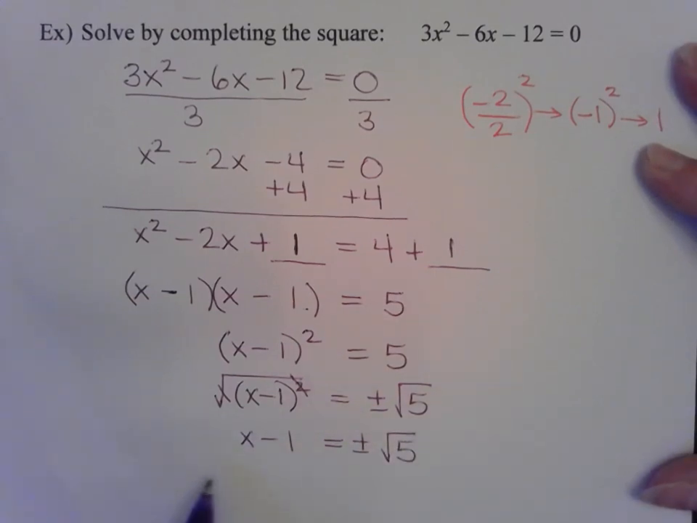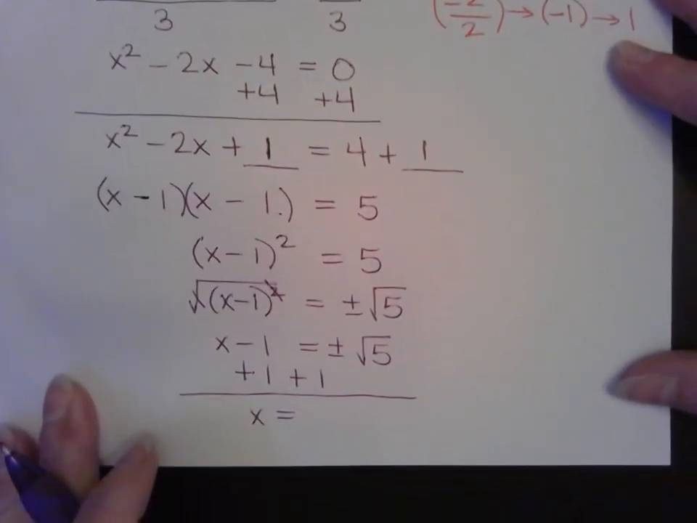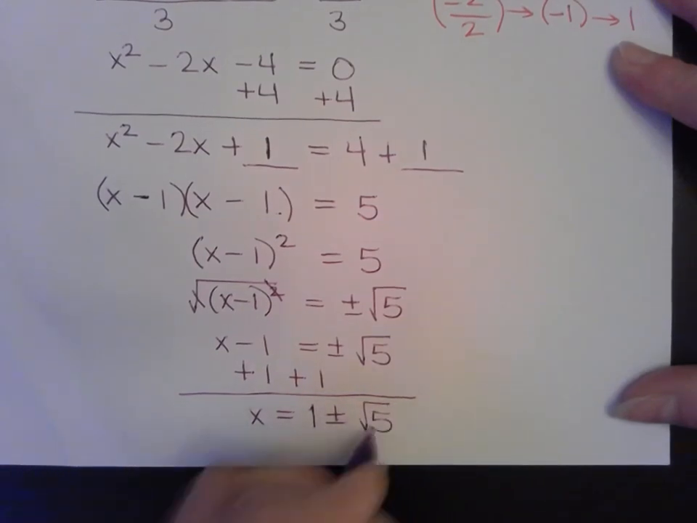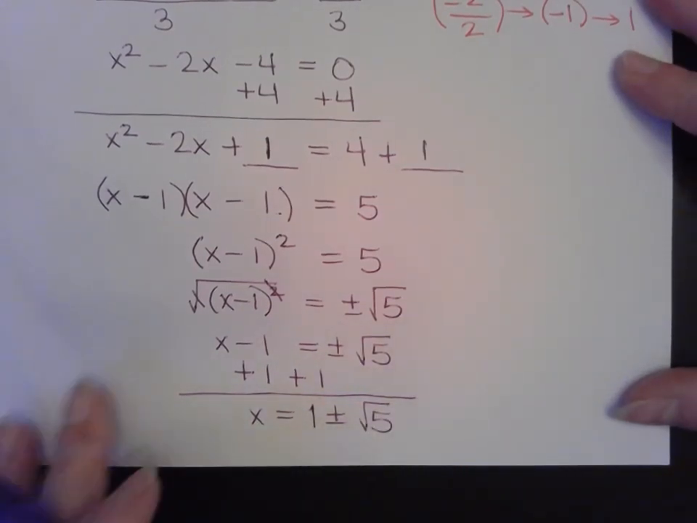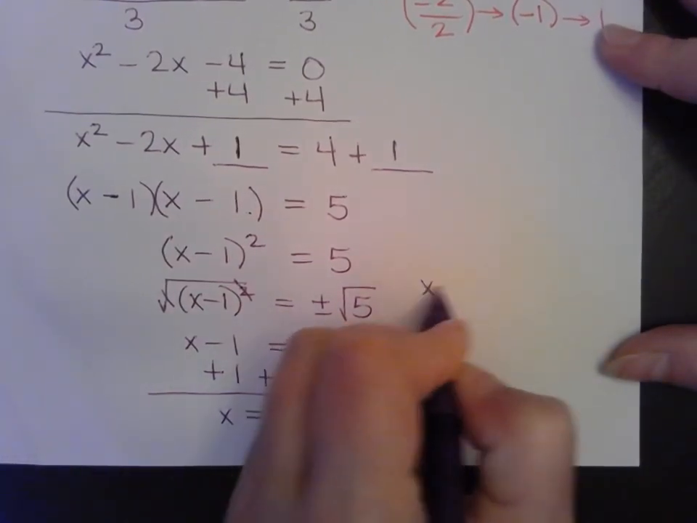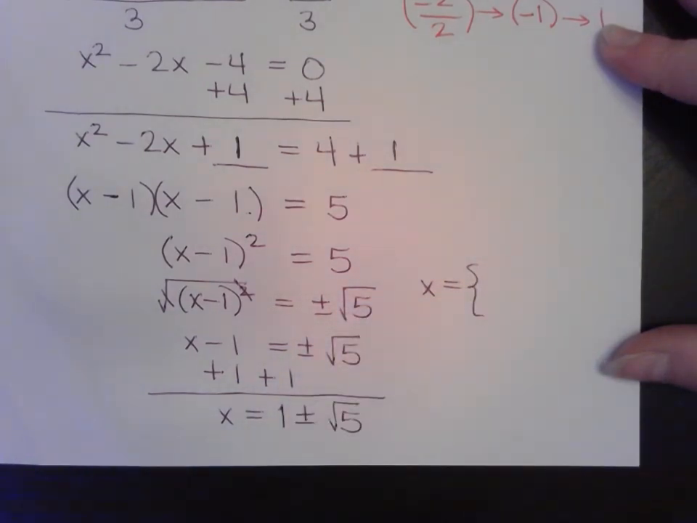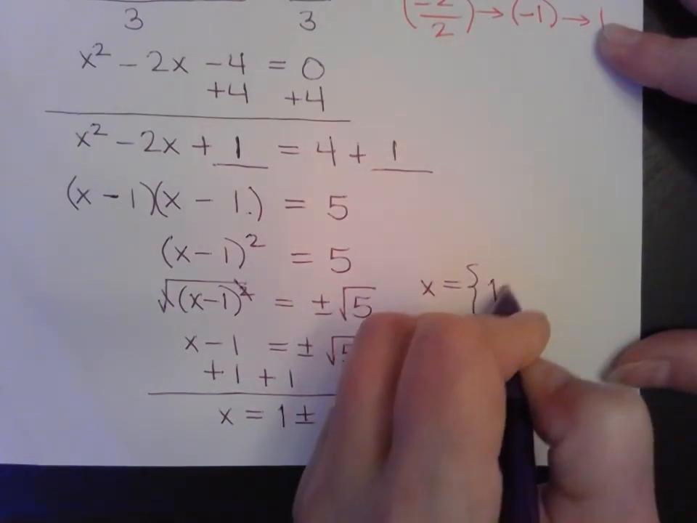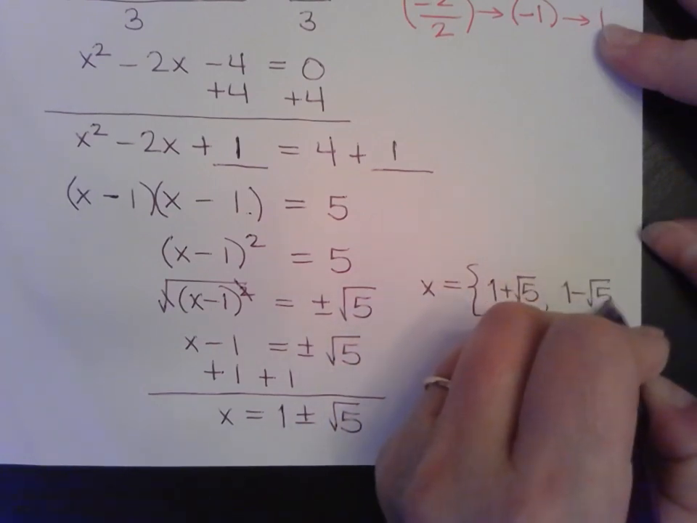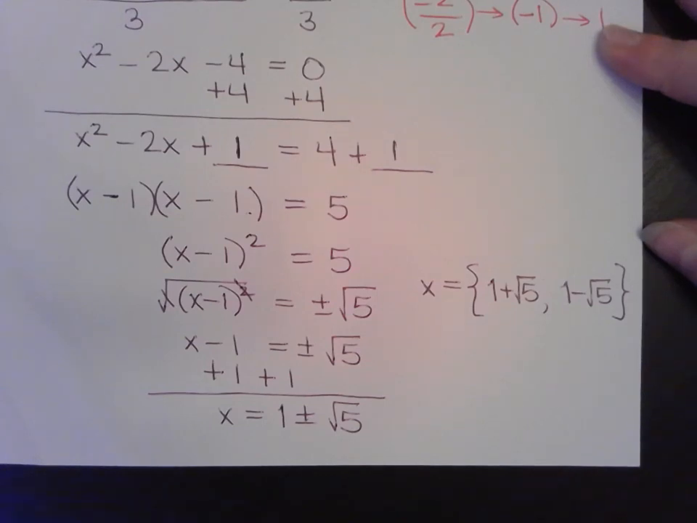And our goal here is to solve for x. So we're going to add this 1 over to the right-hand side. So we end up with 1 plus or minus the square root of 5. Same thing would be true for this question. That's the exact form, and we're going to leave our answer just like that. Unless you want to separate it into the two numbers. So that's 1 plus the square root of 5 and 1 minus the square root of 5. You could write it like that as well.